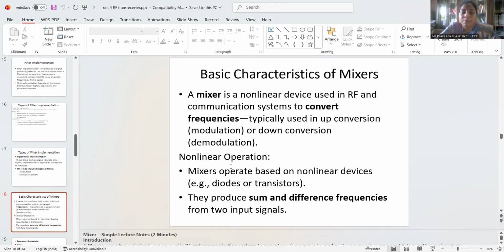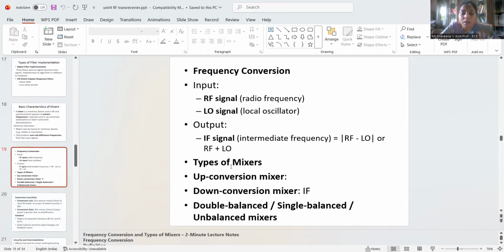And non-linear operation, that is, a mixer is operated using a non-linear device such as diodes, transistors, etc. And the main applications are mobile phones, radio receivers, television receivers, etc. Right? Frequency conversion, for example. Frequency conversion is a process of changing the signal from one frequency to another using a mixer. It is widely used in RF transmitters and receivers. The input is an RF signal that will be transmitted or received. The LO signal is the local oscillator signal. It is a locally generated reference signal. And that is the output from the mixer.